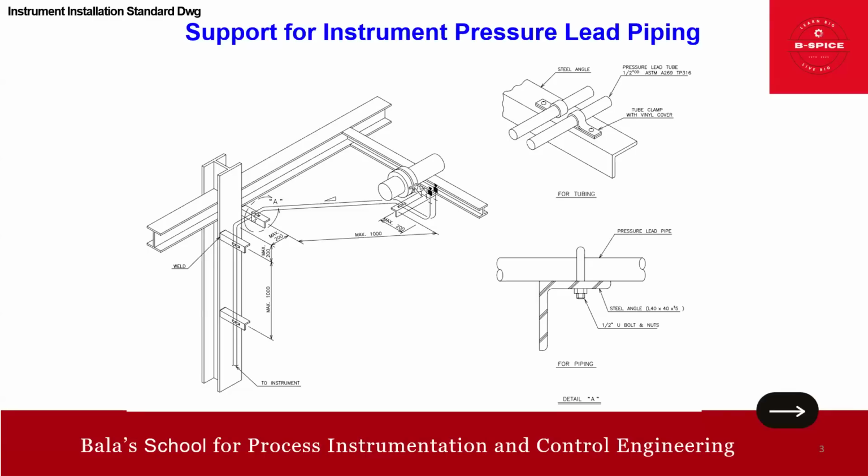So if you see the section view of this, if it is piping, we use pipe, and we also use impulse tubing. So if you're using a pipe, this should be the way forward for the support. See, using the steel angle, you have the pipe support, and using this connecting U bolt, you can mount like this. And if you are using a tubing, this is how it has to be. You have the saddle here, right? Yes, we call it the clamp with vinyl cover. This is your tubing, and this is your angle. So this is one such example for instrument lead piping.